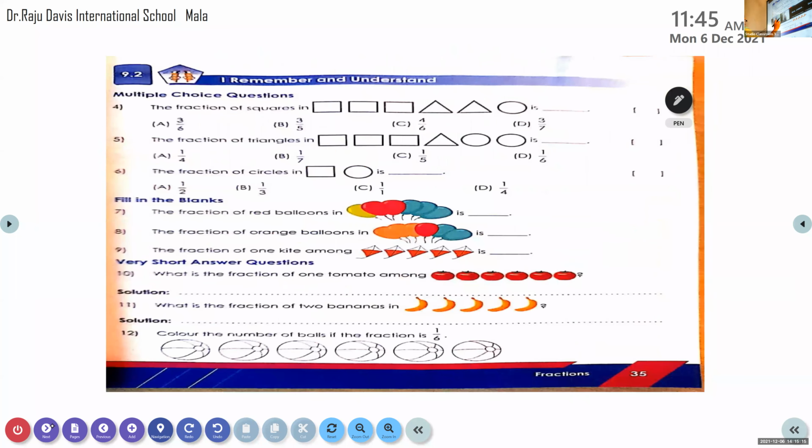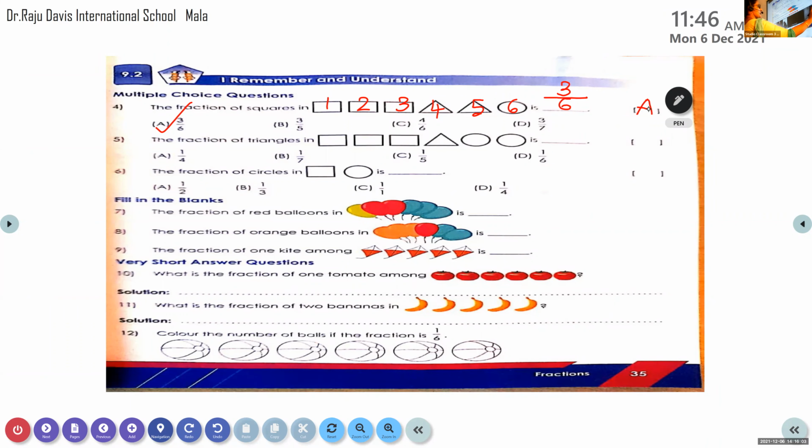Now turn over the page. Fourth one. See, the fraction of squares in the collection of figures. There are 3 squares, so the numerator will be 3 and the total number of figures is 6. So 3 by 6 will be the fraction. Put a tick mark on A and write A in the bracket. Okay. In this way you have to do. It is told to find the fraction for the squares. So you have to check how many squares are there. That will be the numerator and the total number of figures will be the denominator.